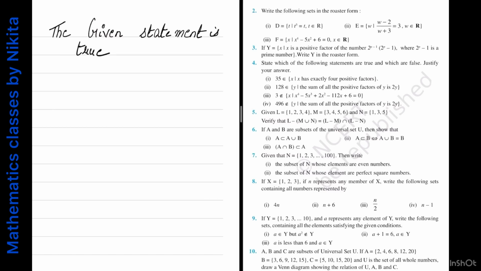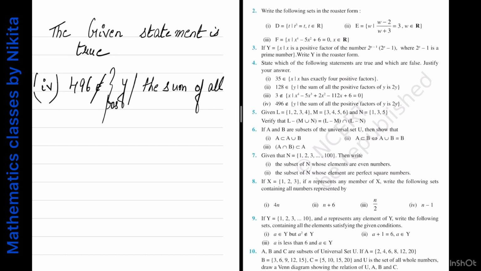So 3 does not belong to that set because 3 does not satisfy that equation. Now next we have the fourth part, which says that 496 does not belong to the set of all y such that the sum of all the positive factors of y is 2y. So again, we have done this type in part 2 also.